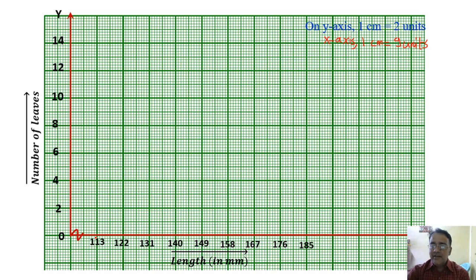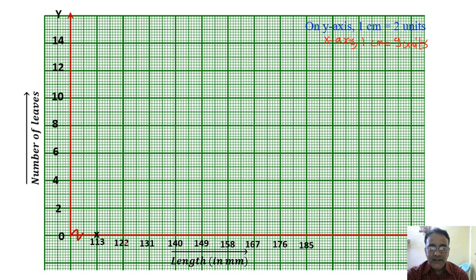Okay, we'll start with 113. Okay, मेथड में मैंने बताया भी था. I told you clearly that while taking the class at the beginning you have to write the frequency 0, and while taking the class interval at the end, again for that also you have to write frequency as 0. So we'll mark first 113 frequency 0. So this is the first point.